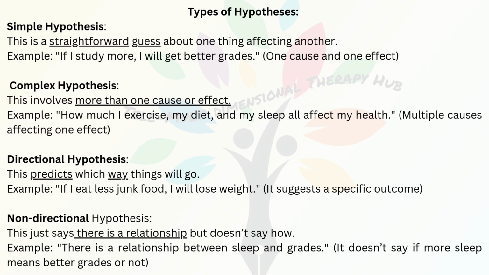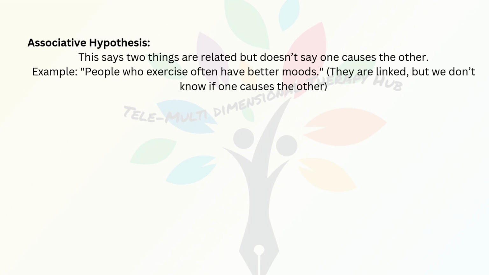Alright. The next is associative hypothesis. This says two things are related but doesn't say one causes the other. Example, people who exercise often have better moods. So they are linked, but we don't know if one causes the other.